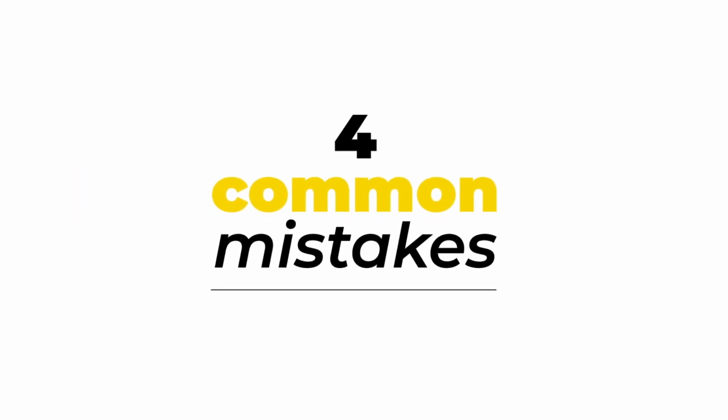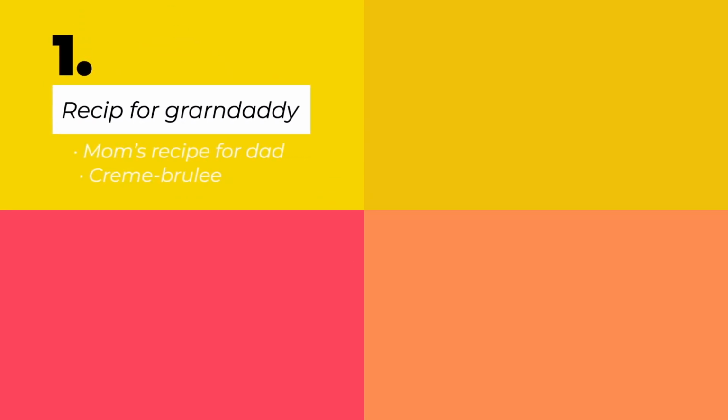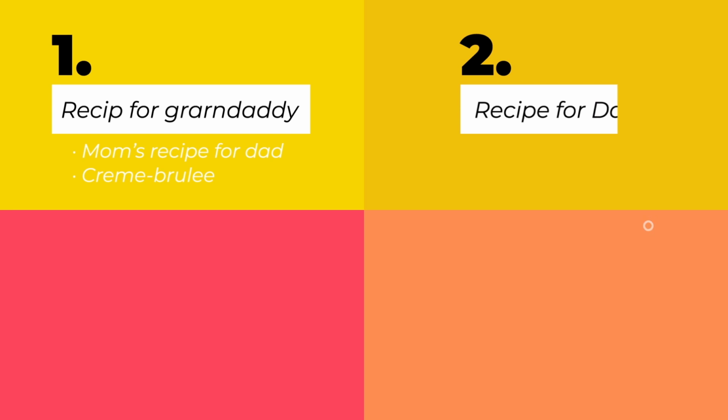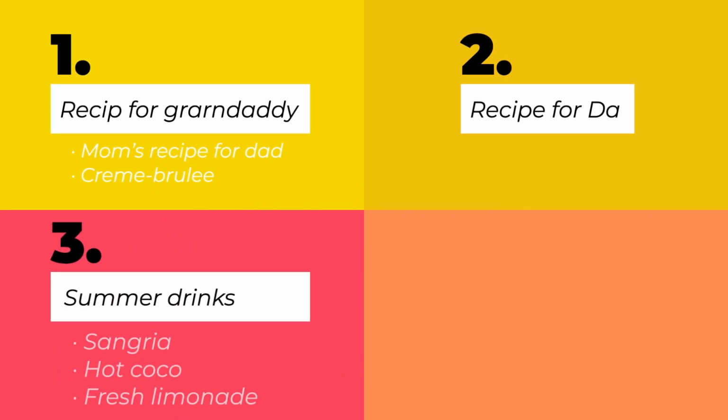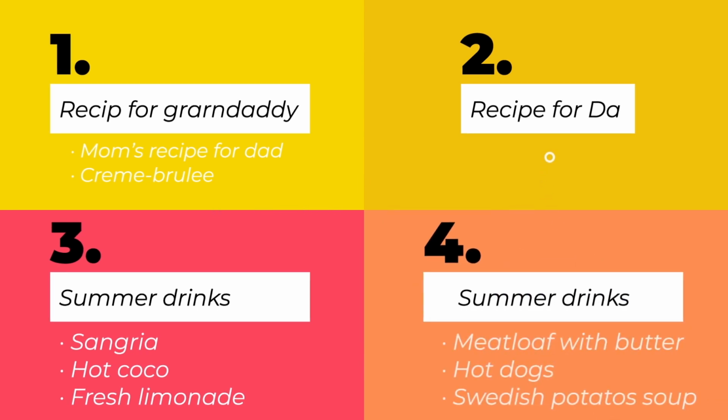When it comes to on-site search, try to avoid these 4 common mistakes. Number 1, search results that don't account for typos, plurals, hyphenations, or other variants. 2, a search box that isn't long enough. 3, search results that aren't sorted by priority. 4, search results that simply don't make any sense.